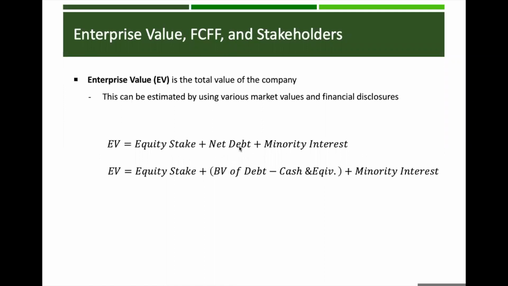Net debt, book value of debt less cash and equivalents. Net debt. And if you recall free cash flows to the firm, I had you remove cash and equivalents from current assets when you were calculating working capital. That's because it's going to be immediately assumed that the debt holders get access to that first. Last term here is minority interest.